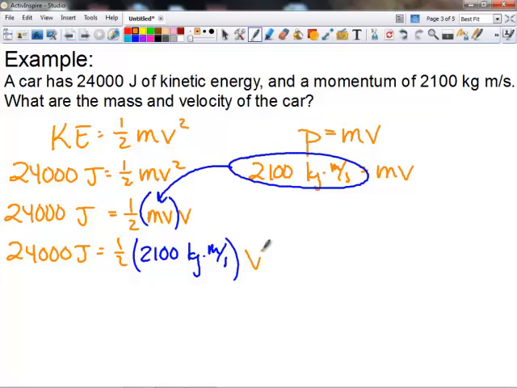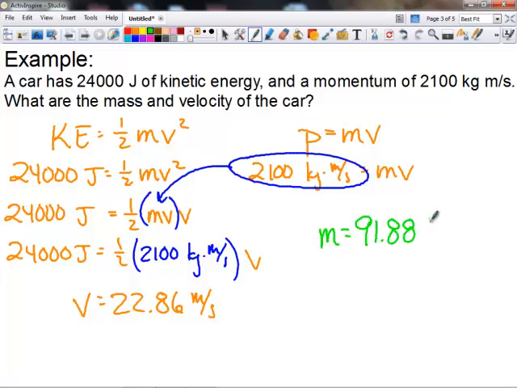So we say 24,000 divided by 1050. And we get that the velocity of our car is 22.86 meters per second. And we can then take that and plug that back into our relationship over here. And we can determine that the mass is the 2,100 divided by 22.86. And we get the mass of our car is 91.88 kilograms.